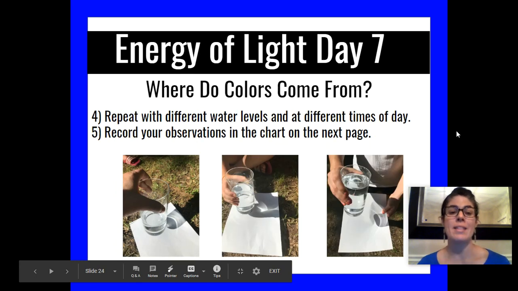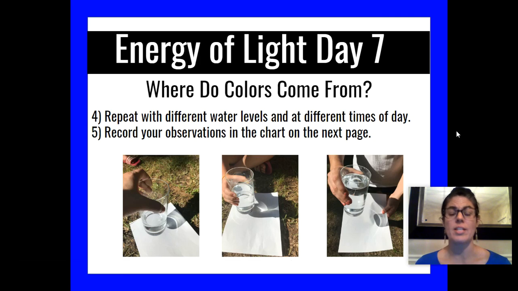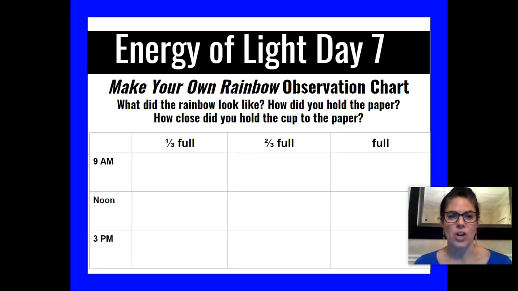You're going to repeat this with different water levels and at different times of the day. Then you're going to record your observations in the chart on the next page. I actually recorded my observations on a piece of paper, and then I'm going to type them into the chart later. Make your own rainbow observation chart. What did the rainbow look like? How did you hold the paper? How close did you hold the cup to the paper?